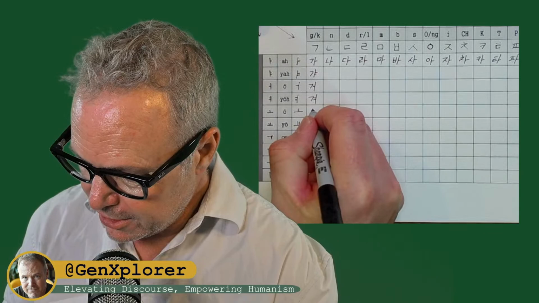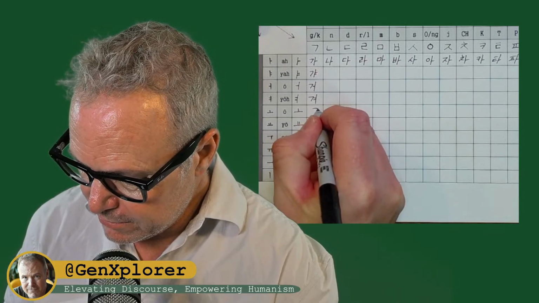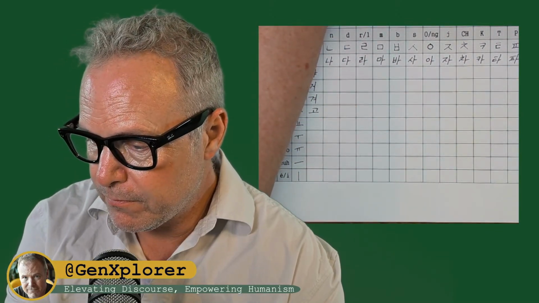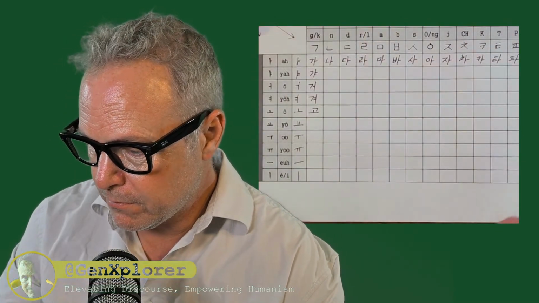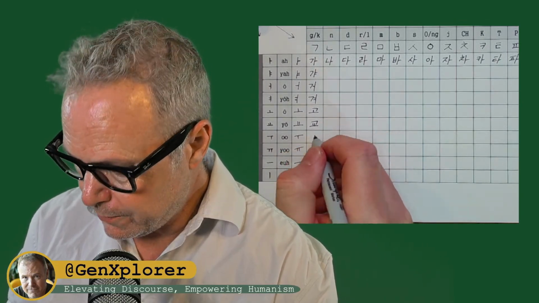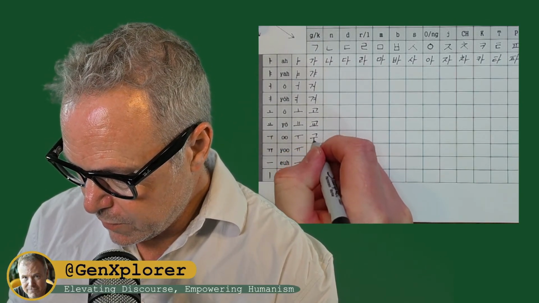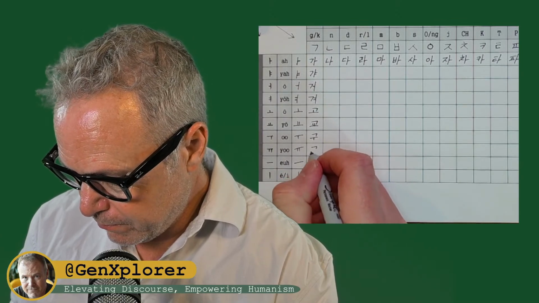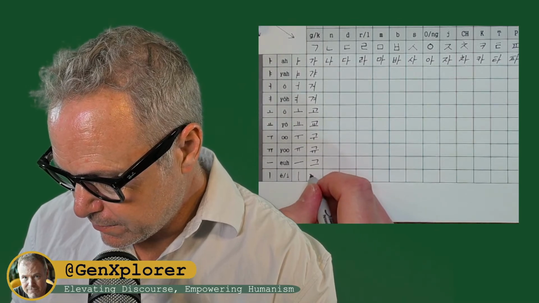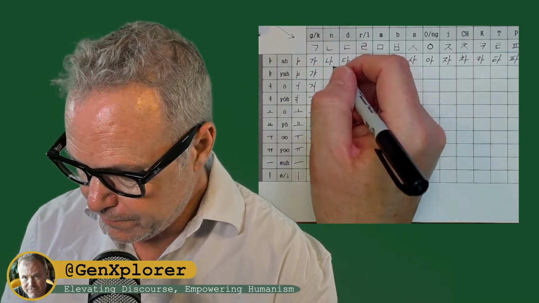Okay, so watch the shape change. We're going to flatten it a little bit. Go. Kyo. Ku. Kyu. Gu. Gi.